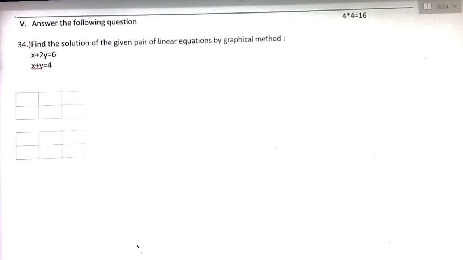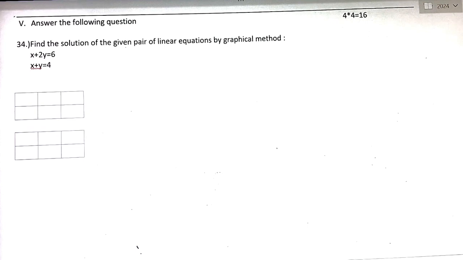Okay. So to start with, they have given two equations, x plus 2y is equal to 6 and x plus y is equal to 4. So now I'll just write those equations. First is x plus 2y is equal to 6. Next is x plus y is equal to 4. So I have written two equations.